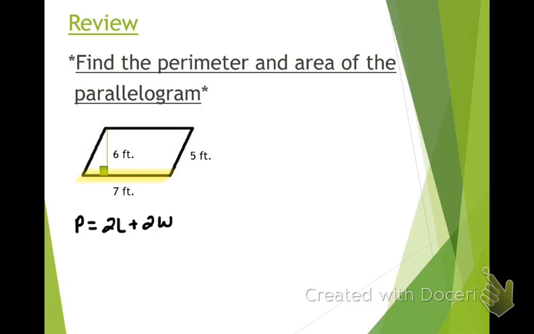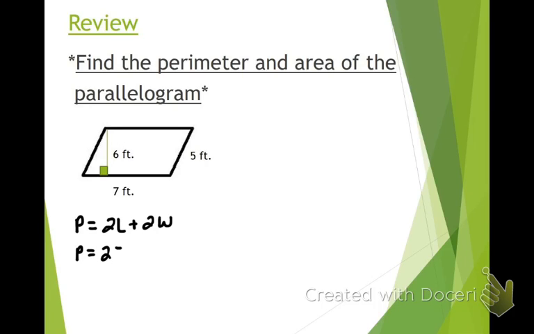Okay, parallel. So this and this, they're going to be exactly the same, okay? And then whatever this side is going to be exactly the same as that. So you just multiply it by 2. You could instead add 7 plus 7 plus 5 plus 5, but we don't have to do that, okay? So what do I plug in? 2 times what? What's my length? 7 feet. Okay, 7 feet.